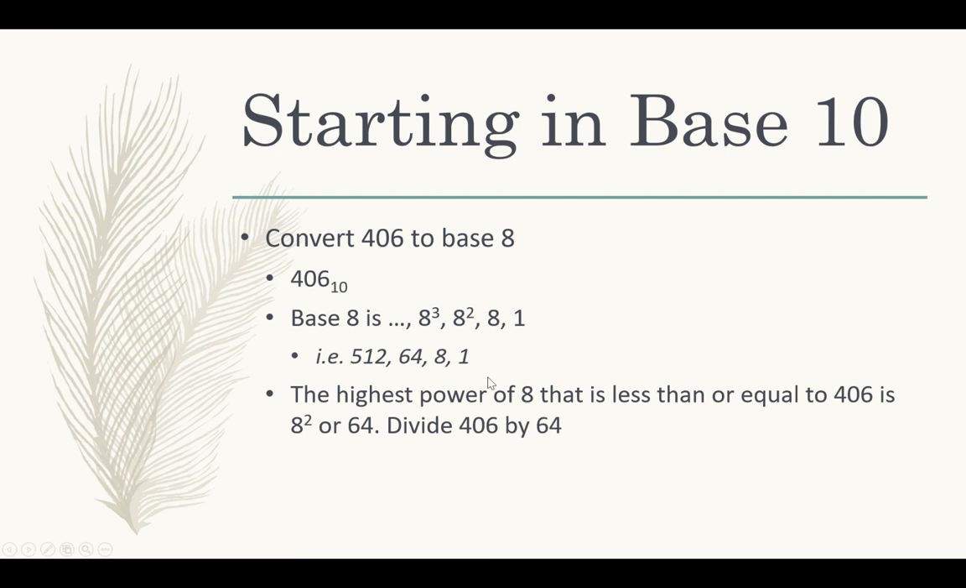We want to take the highest power of 8 that is less than or equal to 406. That's 64. And so we're taking 406 divided by 64. It's going to get us 6. So that's the first digit. We have a remainder of 22.